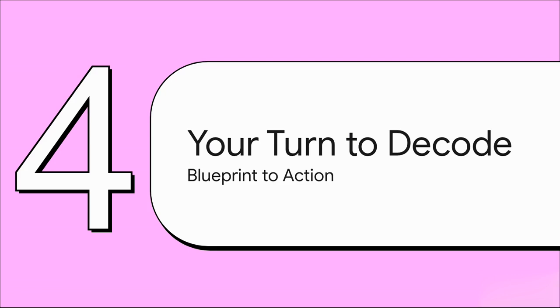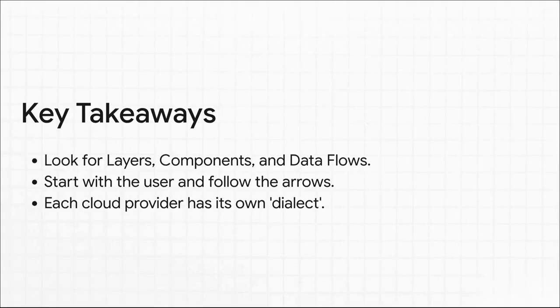So there you have it. We've gone from what looked like a complex mess of lines to a structured language that actually tells a story. You now have the fundamental tools to look at one of these diagrams and start to decode it, turning a confusing blueprint into a clear path of action. So let's just recap the essentials real quick. Remember to always look for those three core things: layers, components, and data flows. Always start your analysis with the user and just follow the arrows to see where the story goes.